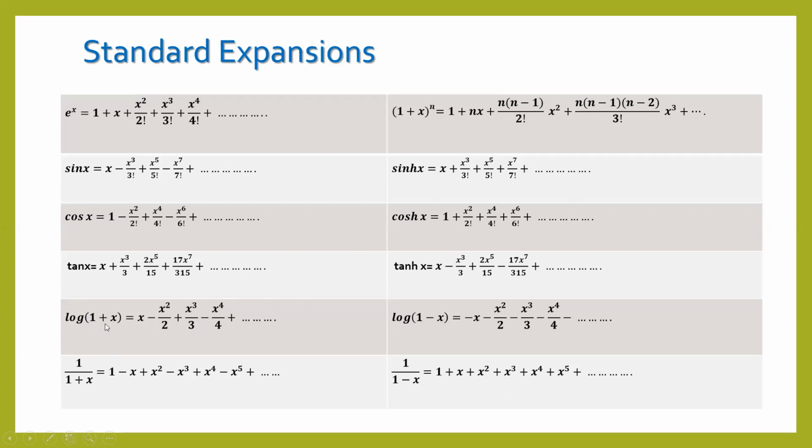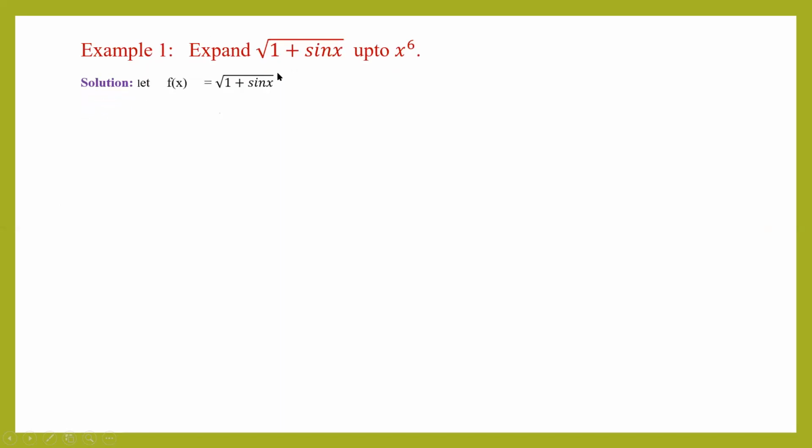Once we know the expansion of log of 1 plus x, then when you replace here x by minus x, everywhere, you will get the expansion of log of 1 minus x. Similarly, the expansion of 1 upon 1 plus x is 1 minus x plus x square minus x cube, and so on. Using this, you can write expansion of 1 upon 1 minus x. Here you have to only replace this x by minus x, right? So let's see how to use it to expand this type of functions.